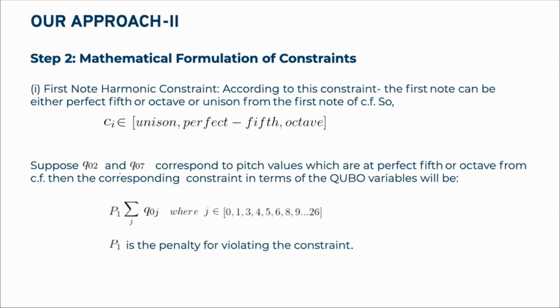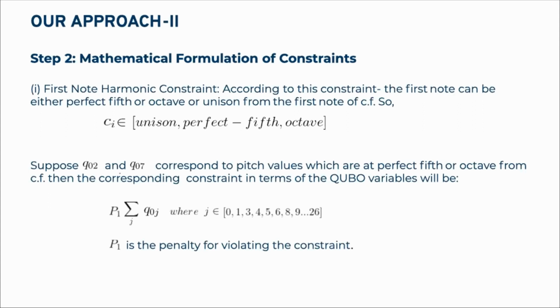Problem, I need to introduce the rules of counterpoint music generation as constraints of the QUBO optimization problem. I'm just giving one example of the several rules of counterpoint. That is about the first note of the counterpoint music. This rule says my first note has to be either in unison or perfect fifth or octave with respect to the given note in the counter melody.